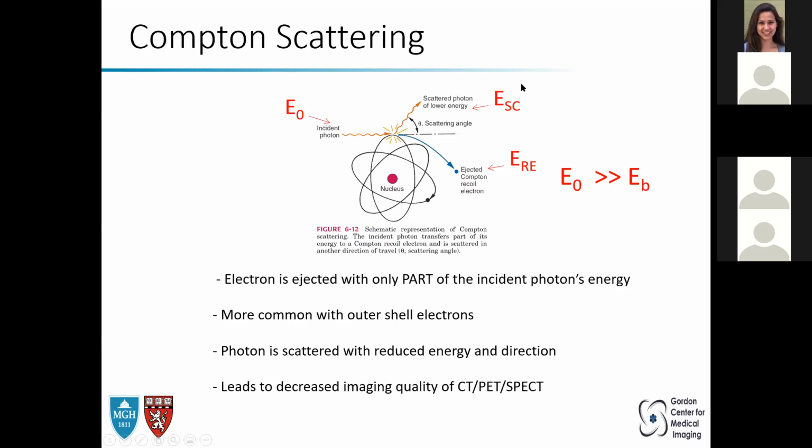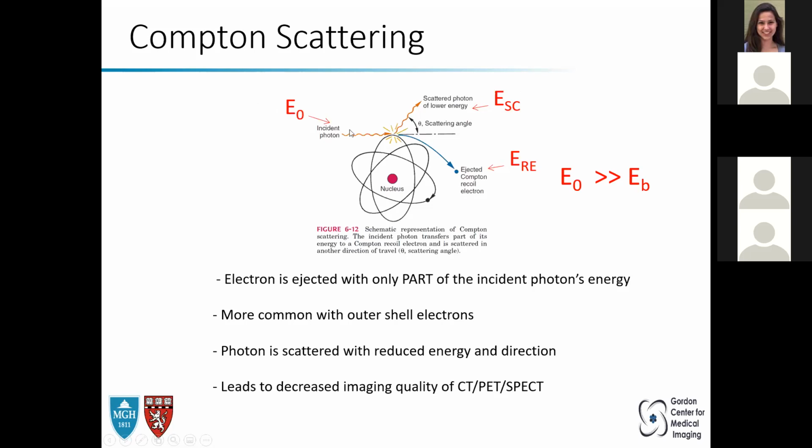This is going to be one of the most common things we need to correct for when it comes to CT, PET, or SPECT, because in all those cases, we're measuring the flux of photons through the body, and as they get scattered, that's going to make it more difficult for us to know where they actually ended up.